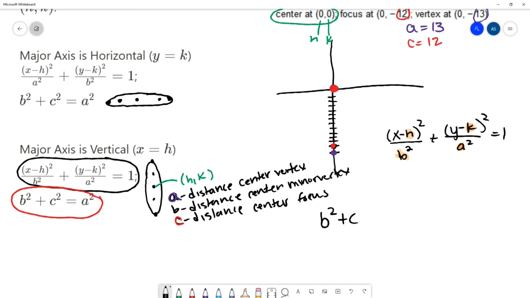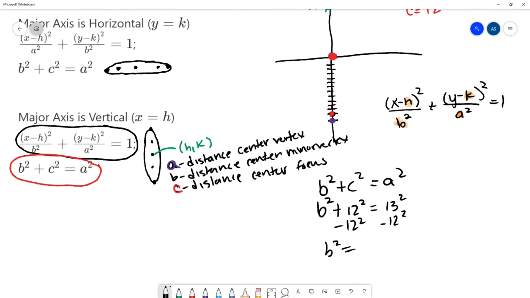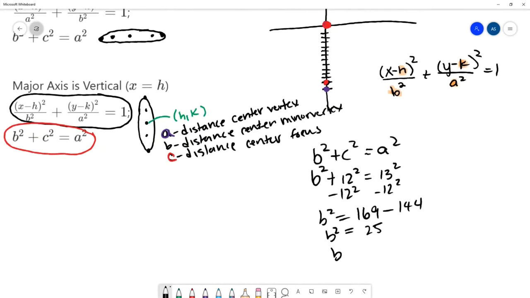If we know two of them, we can find the third. So b squared plus c squared equals a squared. b squared plus 12 squared equals 13 squared. I'm going to subtract 12 squared and get b squared equals 13 squared, that's 169, minus 12 squared, that's 144. So b squared is equal to 25, and that means that b is equal to 5.